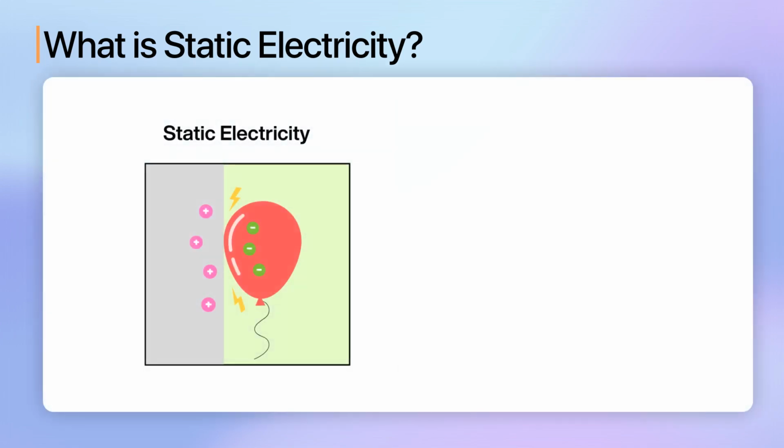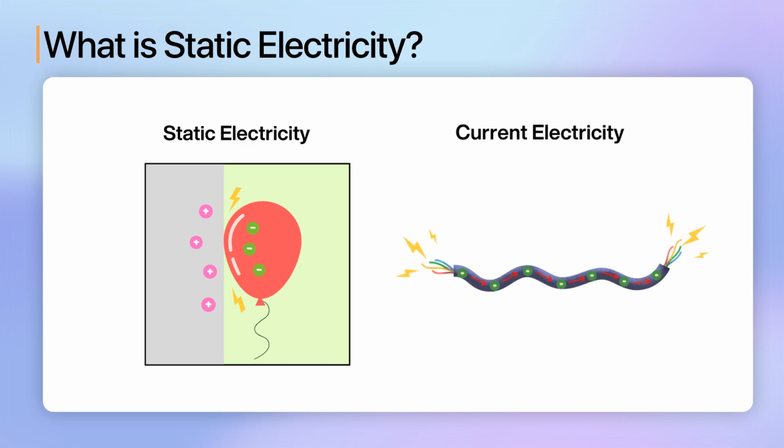Static electricity is the buildup of electric charge on the surface of objects. This is different from the concept of current electricity, which we discussed in previous lessons. In current electricity, there's a continuous flow of electric charge through a conductor, such as a wire. However, in static electricity, the charges accumulate on the surface of an object and remain stationary, hence the term static.